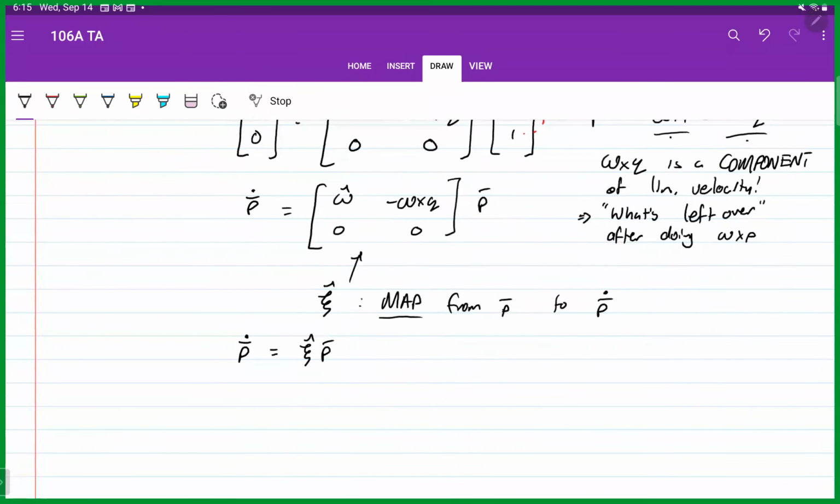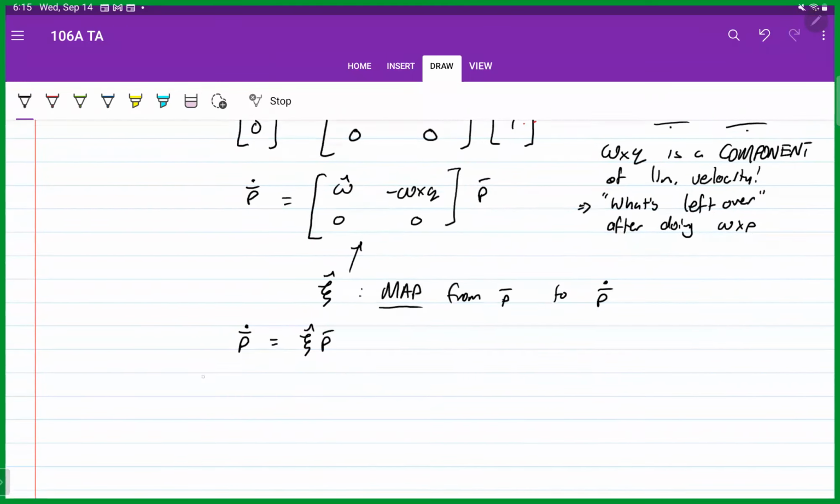And once again, we can solve this with a matrix exponential. We get p bar of t equals e to the xi hat times t times p bar at time 0. And that gives us our solution for general rigid body rotations in homogeneous coordinates.